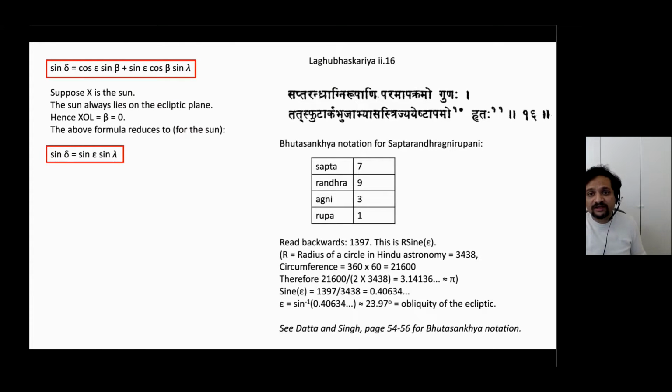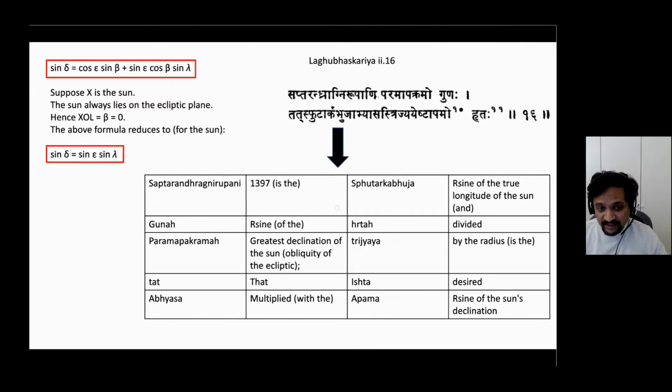So in this shloka, the first word refers to the number 7931. One important point to remember is that in the Bhuta Sankhya system of notation, the numbers are written backwards. So instead of reading this as 7931, you have to read this as 1397. So this first word refers to 1397. Now let us look at what the rest of the shloka means. Saptarandhragni Rupani, 1397, is the gunaha.